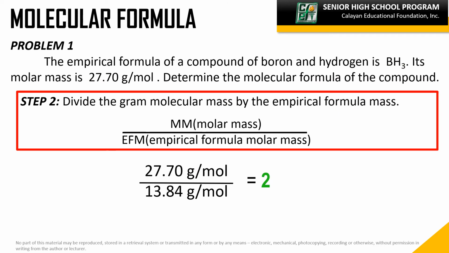Step 2. We have to divide the given molecular mass by the empirical formula mass. So our molar mass is 27.70 grams per mole. Now, our computed empirical formula mass a while ago is 13.84 grams. So, 27.70 divided by 13.84, you'll get an answer of 2.